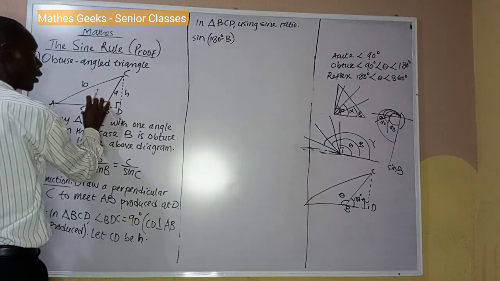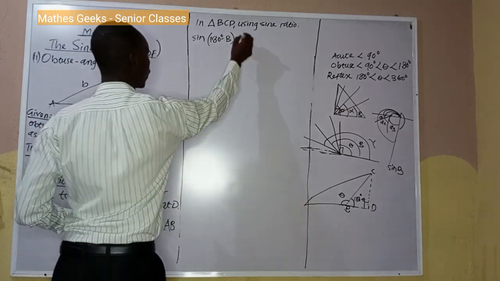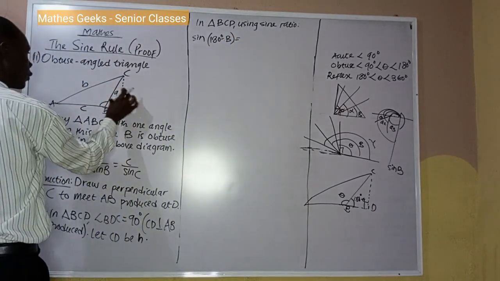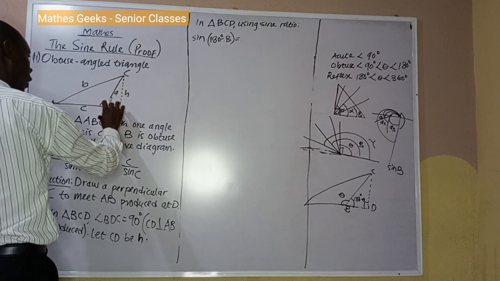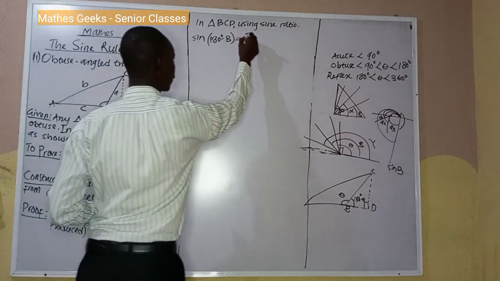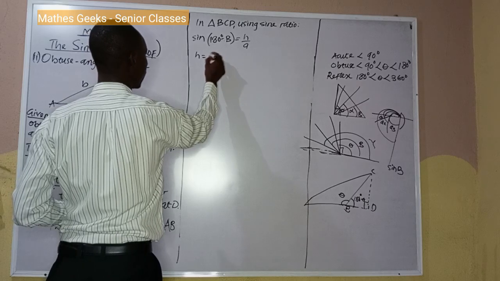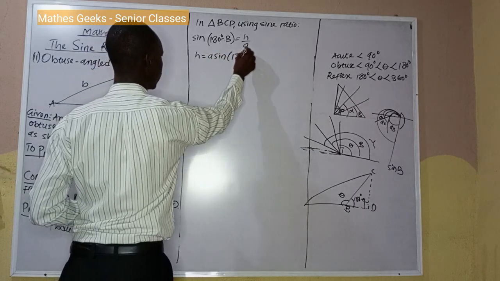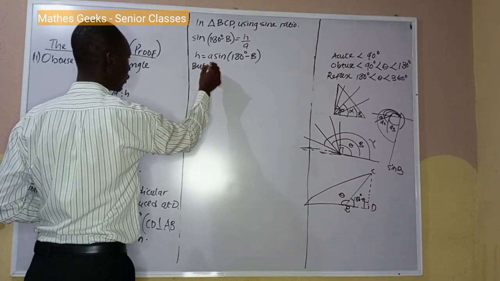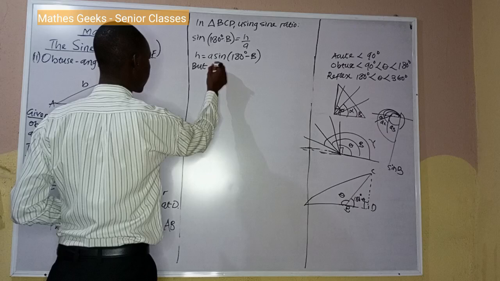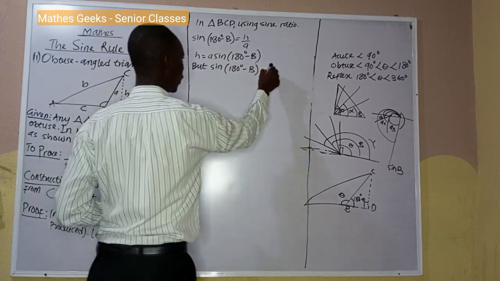This B is the obtuse angle B. So the acute angle will now be 180 degrees minus B, is equal to opposite over hypotenuse. Any side that's facing the angle is the opposite, and this side is the hypotenuse. So this will give us h over a, and then h is equal to a sine of 180 degrees minus B. But sine 180 degrees minus B is equal to sine B.